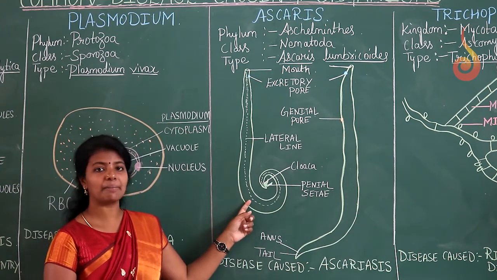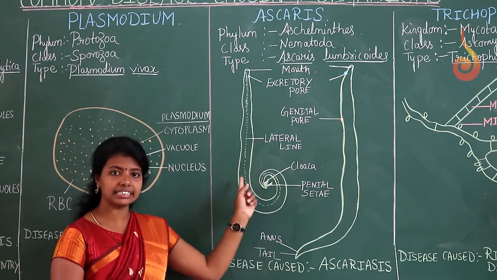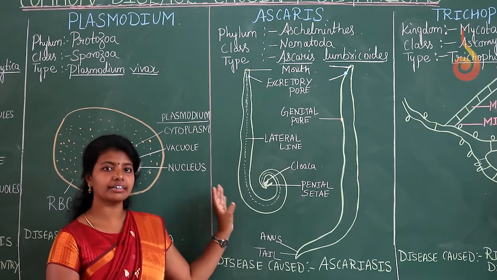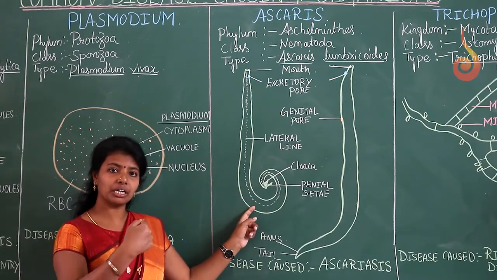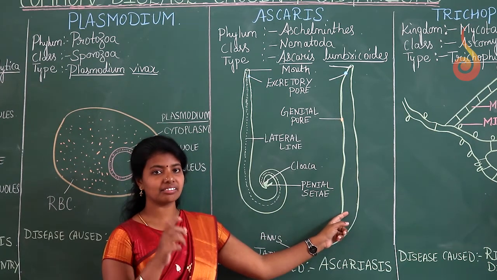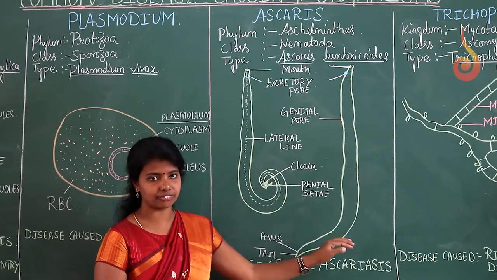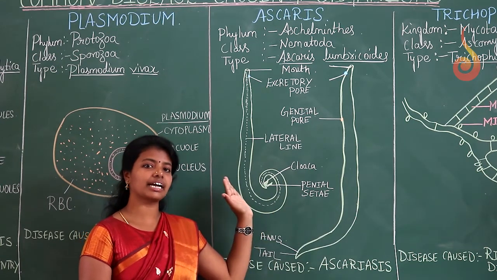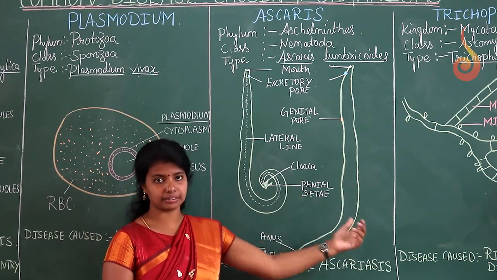Here this is a male Ascaris, which is short and thin, and its posterior end is coiled up compared to the female Ascaris. Coming to the female Ascaris, it is thick and long, and its posterior end is not curved like the male Ascaris. So by seeing, we can clearly differentiate between a male Ascaris and a female Ascaris.